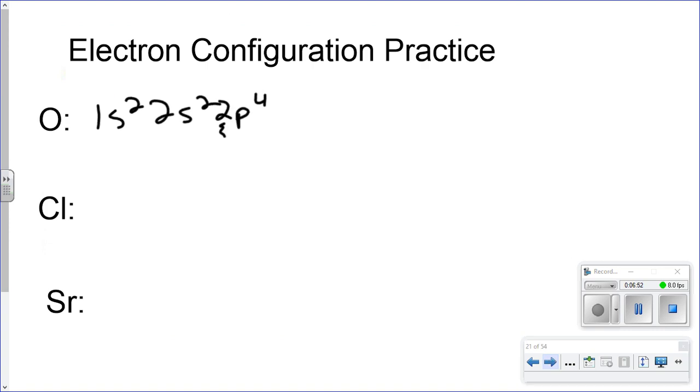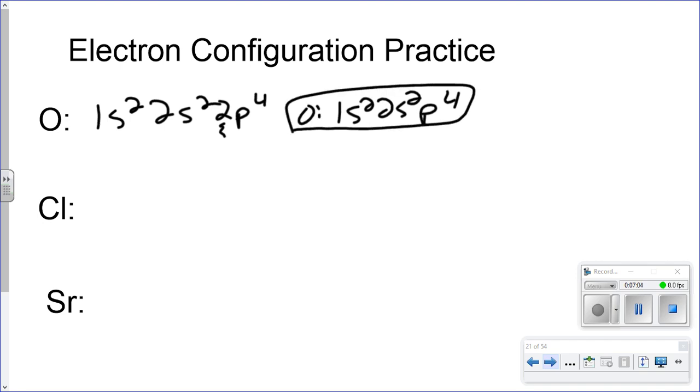Now I tend to not write the 2 again, okay? So I tend to write 1s2, 2s2p4, and that's the electron configuration for oxygen, okay? So I know that it has 8 electrons, so 2 plus 2 plus 4 is equal to 8. It has 8 total electrons. I didn't identify that already, okay?